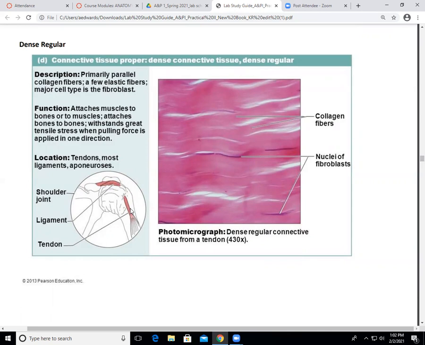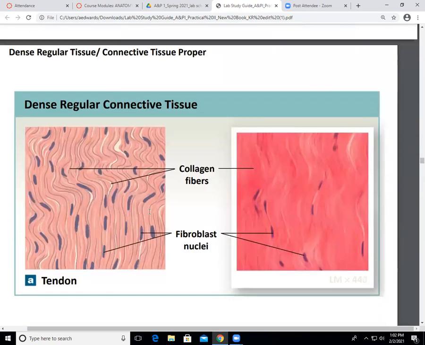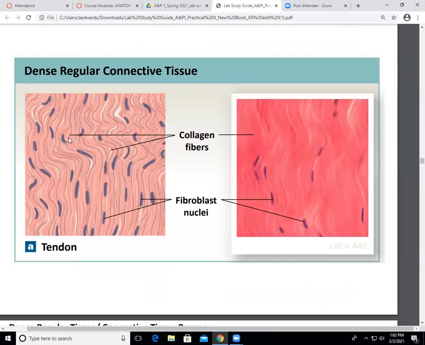Where do you see these? Tendons, ligaments, aponeuroses. Okay? But if you see those waves, right, it's a regular pattern, it's dense regular. And the little lines, those are collagen fibers. And then the dots, those are your fibroblast nuclei. You all see the waves, regular pattern? Yes, no? Tell me something, y'all. I need to see something.